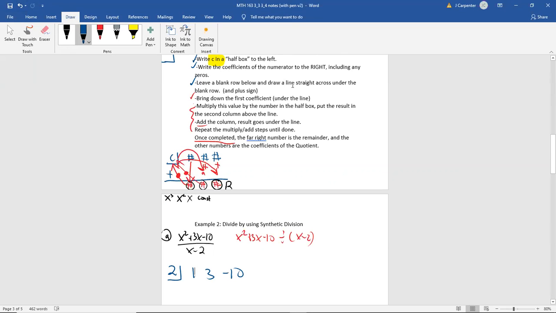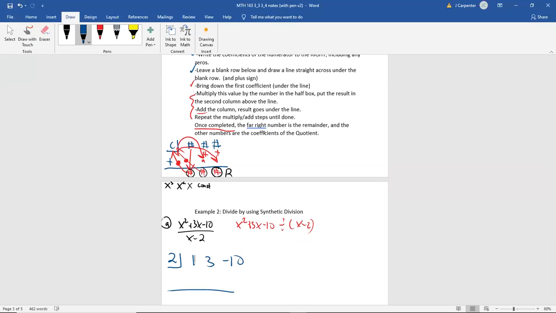Leave a blank row, draw a line, and a plus sign. Blank row, so leave some space, and a plus sign under the box. Bring down the first coefficient, so the 1 just gets brought down. Multiply this value by the number in the half box, and put the result in the second column above the line. So it's always the first one just comes down. Then take this and multiply it by the 2. The 1 times the 2 is going to be a 2. And I'll show the multiplication answers in red. So we just brought the 1 down. And then 1 times 2 is 2.